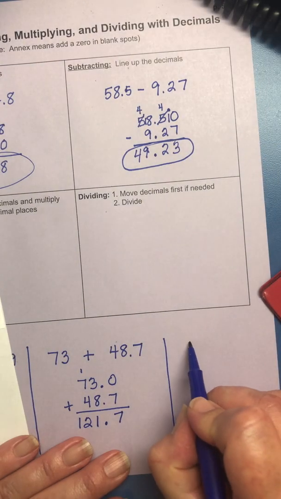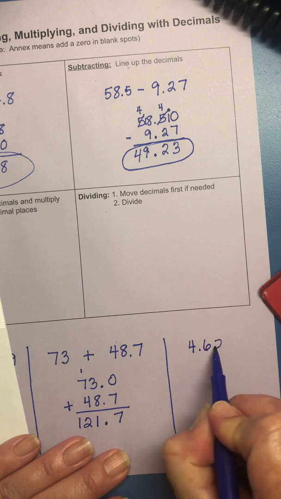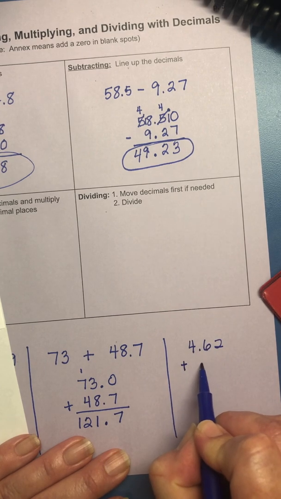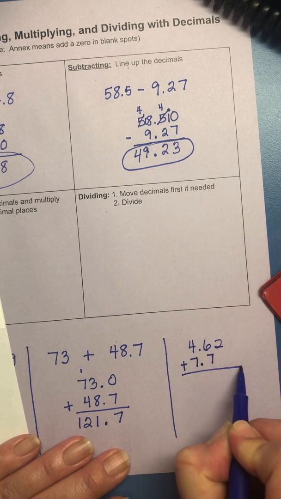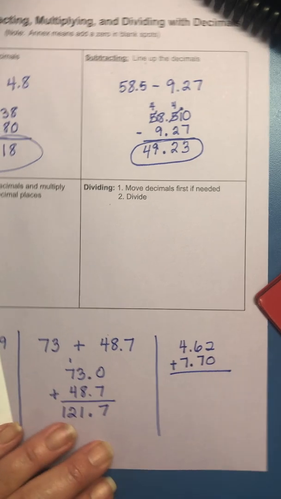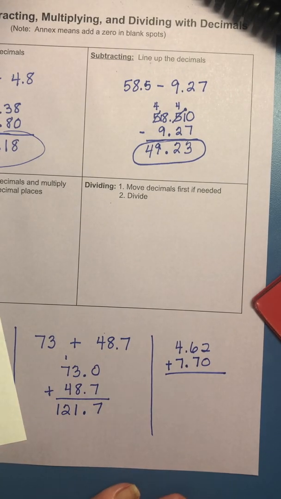So that would be 4.62 plus 7.7. So go ahead and do that. Remember, you have to annex a 0. And I'll let you go ahead. Or you can pause it.